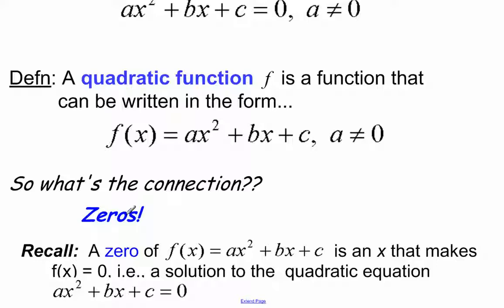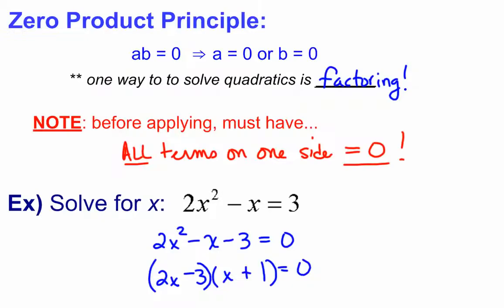Now, what's the connection between these two things? It's the zeros. We've talked about zeros before. A zero of a function is an x that when you put it in makes the function value 0. It's the solution to the quadratic equation that we just had at the top. All right, let's take a look at how we would find some of those solutions.